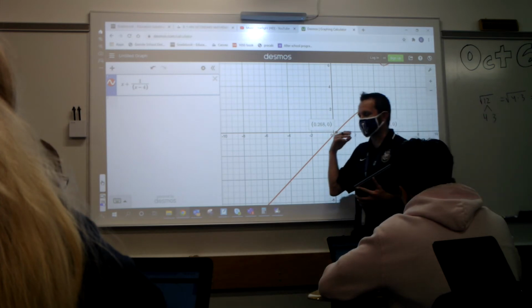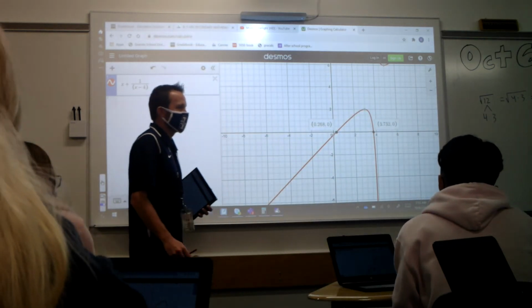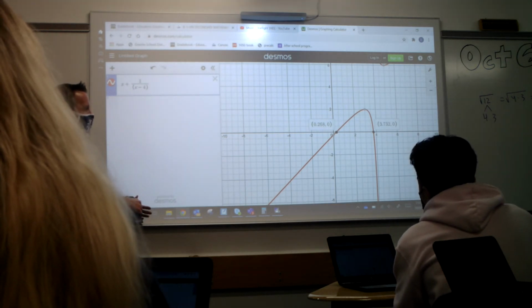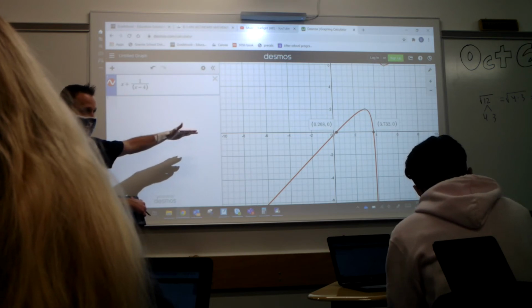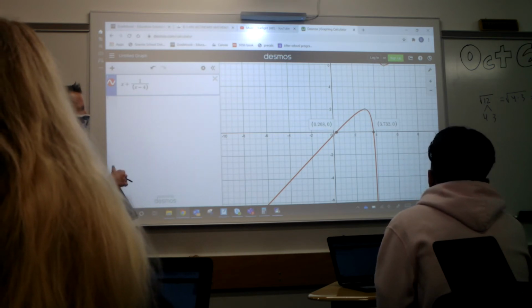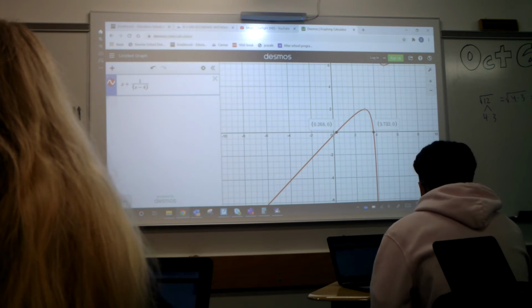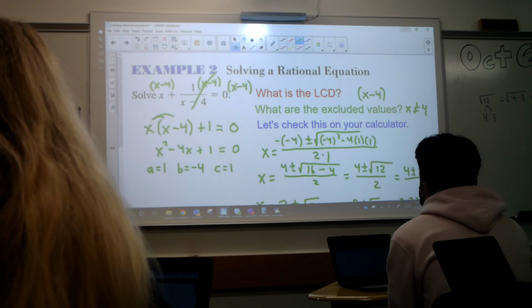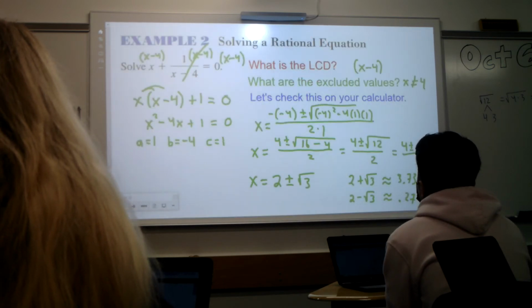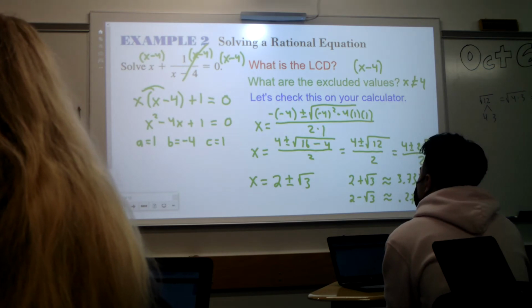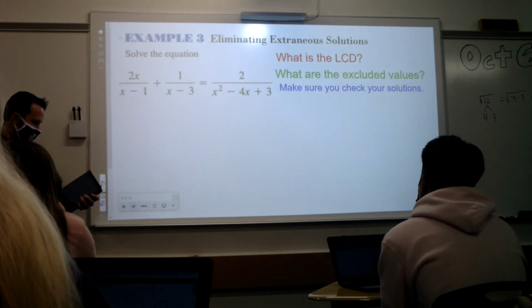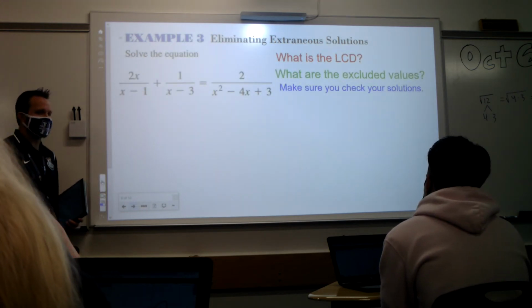Rather than actually going and plugging it in, that would be kind of ugly with 2 plus the square root of 3, 2 minus the square root of 3. You can set it equal to 0 and graph, and it's going to be the x-intercepts. I'll show you a different way to do this later, but does that make sense for this problem? Awesome. Okay, do you have any questions on this process? This one was just a little tricky because our solutions were irrational. But you could still get irrational solutions, as we just saw. Okay, let's go on to, we're going to do a couple more and then we'll take a break, alright?